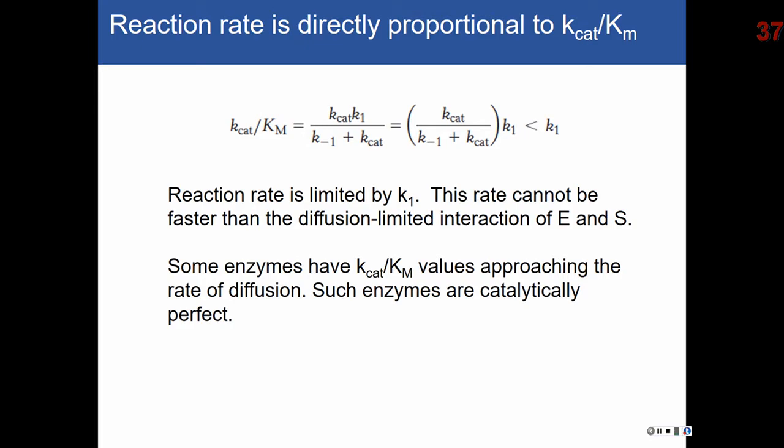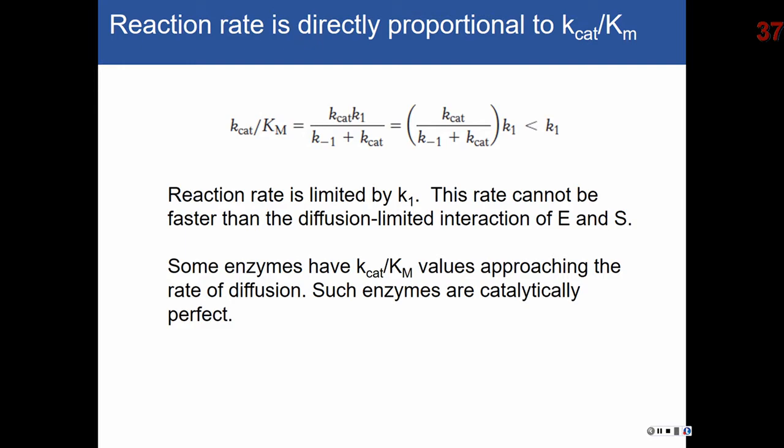So again, the reaction rate is limited by k1. Remember, k1 is the rate at which your enzyme and substrate combine to give you your enzyme-substrate complex or your transition state. So that is the limitation here. It can't go any faster than the diffusion-limited interaction of your enzyme and your substrate. So some enzymes have that ratio that approaches the rate of diffusion, and so such enzymes are considered catalytically perfect.